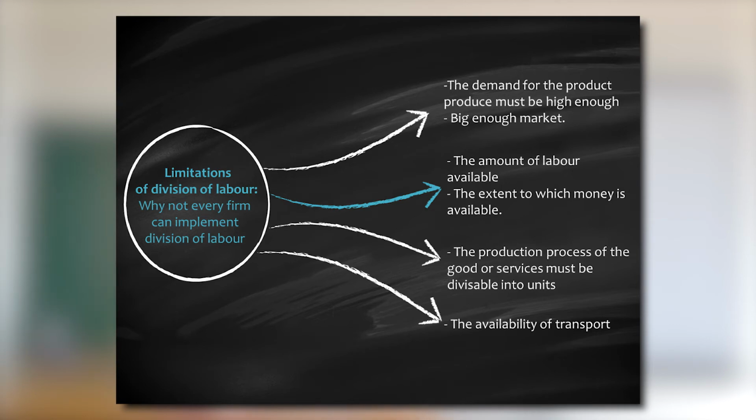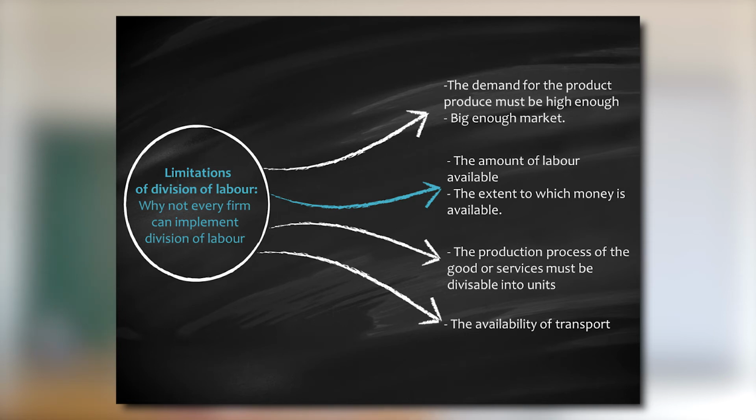The third problem is that you must have labor available that you know can do the specific task, or they must be available so that you can train them to do the specific task. So labor can be a problem. And then there is money, and the availability of money can sometimes prevent you from implementing division of labor. So it is very important that you realize that.